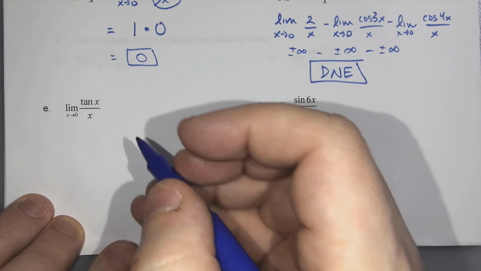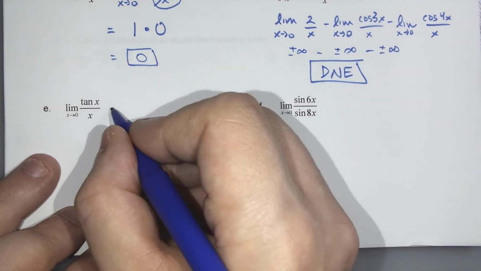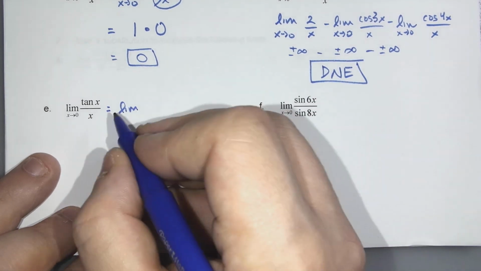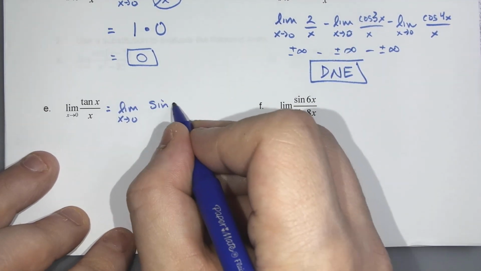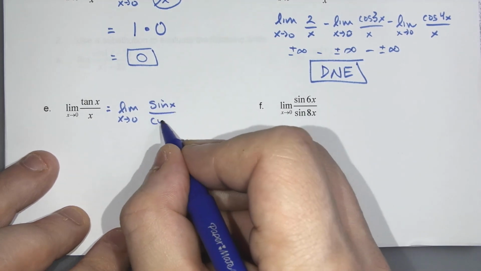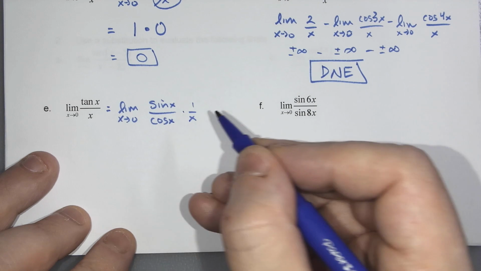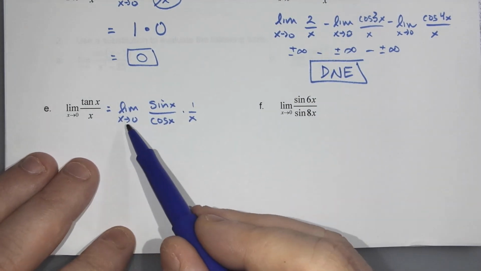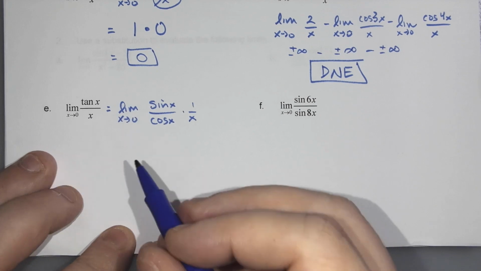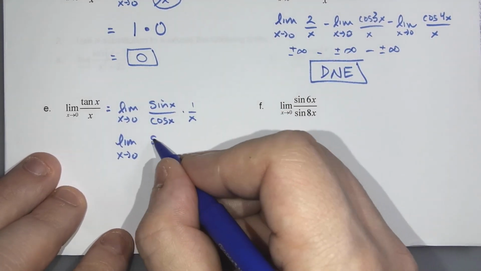How about E? Part E says limit as x goes to 0 of tan x over x. Remember, tangent of x is actually, by the quotient identities, sine x over cosine of x. And then there's still this 1 over x on the bottom. So as x approaches 0, let's rewrite this one nice and formally.